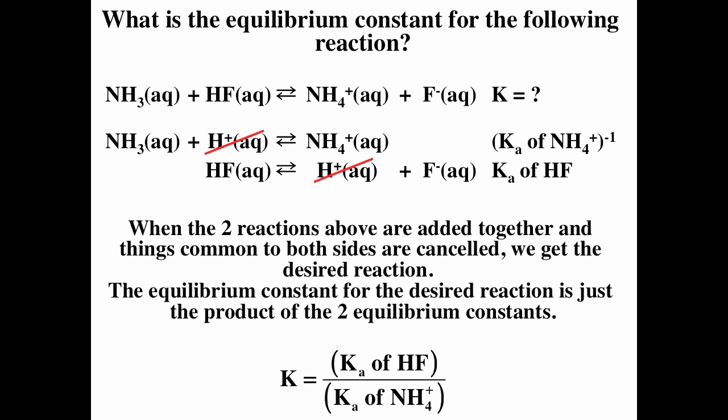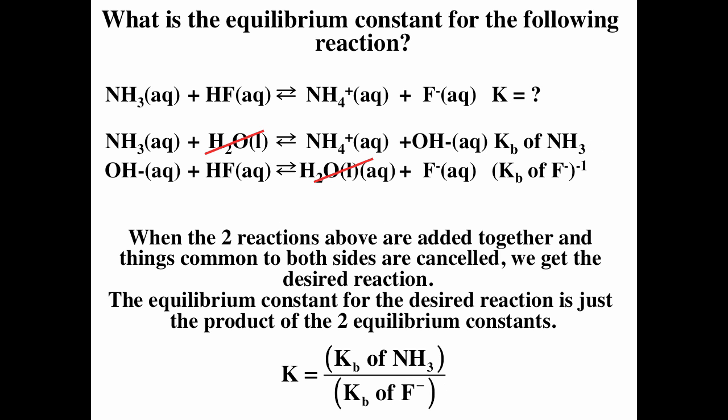Now it's kind of cool. We did this in terms of Kas, but there's no reason we can't use the Kbs. Notice that we got ammonia as a reactant. And so we could think about ammonia plus water going to ammonium ion plus hydroxide. And we could think about water plus F minus going to HF plus hydroxide, but written backwards. When we add these two reactions, again, we get that top reaction. If you add the reactions, again, you multiply corresponding equilibrium constants. And so the Kb of ammonia times 1 over the Kb of F minus gives us the equilibrium constant for the top reaction. It's really kind of cool.